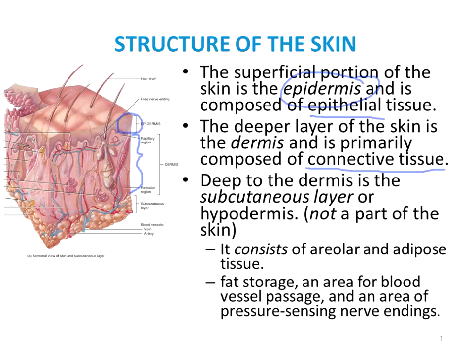So deep to that is called the subcutaneous layer. Sometimes it's called the hypodermis, and it's not technically part of the skin, but it does have areolar and adipose tissue. So when we talk about subcutaneous fat, that's it right there. And so it's an area to store fat, and there's also blood vessels passing through and nerve endings in there that sense like deep pressure. So what we're going to focus on today is the epidermis. You're going to be covering the dermis on your own.